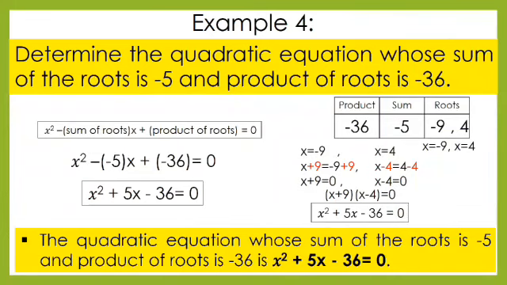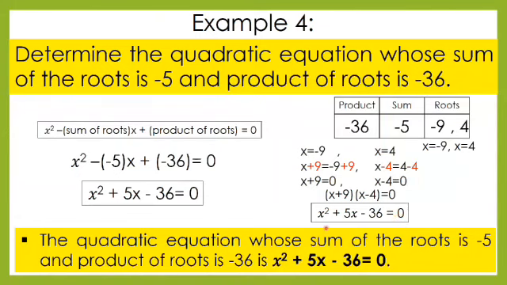X times x is x squared. For the outer terms, x times negative 4 is negative 4x. For the inner terms, 9 times x is 9x. We get the sum of 9x and negative 4x, which is 5x. For the last terms, positive 9 times negative 4 is negative 36 equals 0.